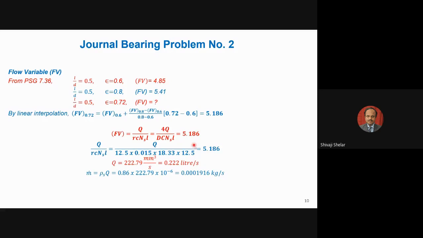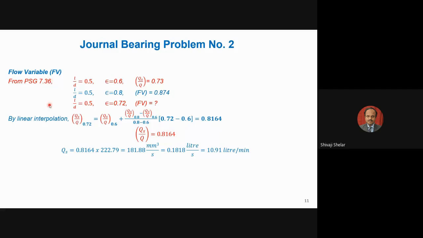If you do this calculation here, you will get Q is equal to 222.79 millimeter cube per second, which is equal to 0.22 liters per second. You can convert into liters per minute here, multiply by 60. Mass flow rate also, if required, you can use it here. Now you have been asked here side flow. In the earlier problem, the side flow was not asked, so you have to calculate side flow. I am showing the calculation of side flow in the next slide.